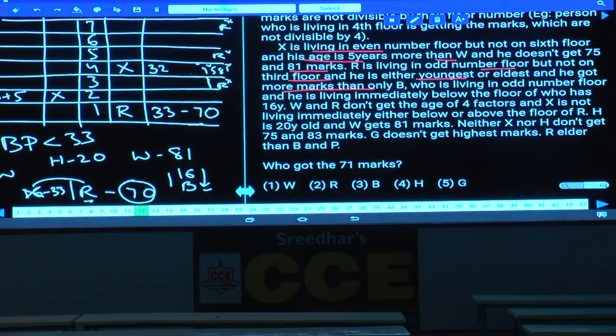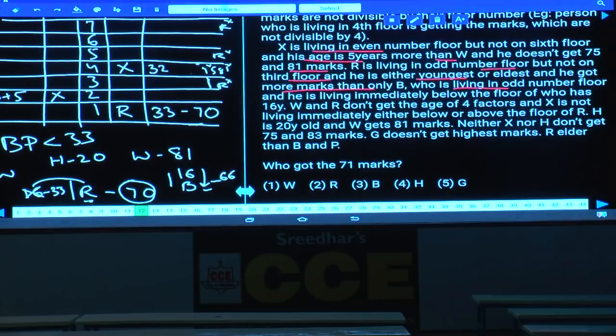Hence what is the marks this B got here? Tell me. Now this B, what is the marks of this B? B should get 66. As this B should get 66, then what is the position of this B here? B is living in an odd number floor. Can B stay on the 3rd floor? B cannot be on the 3rd floor. Why? Because 66 is divisible by 3. Hence B cannot be on the 3rd floor.